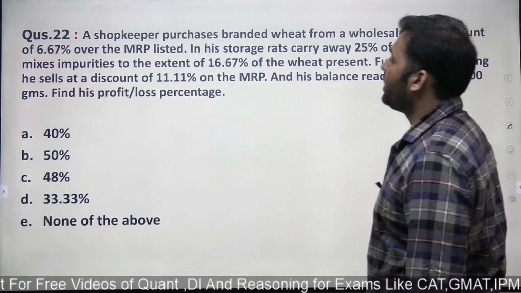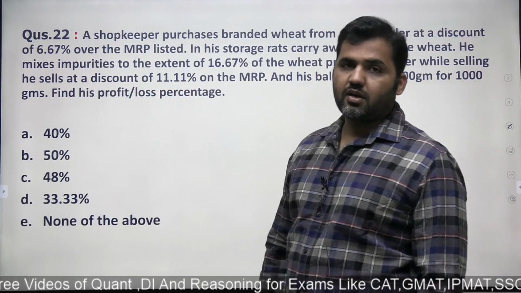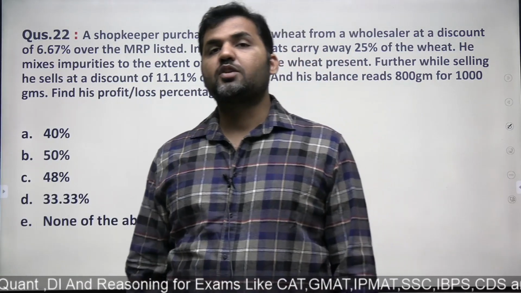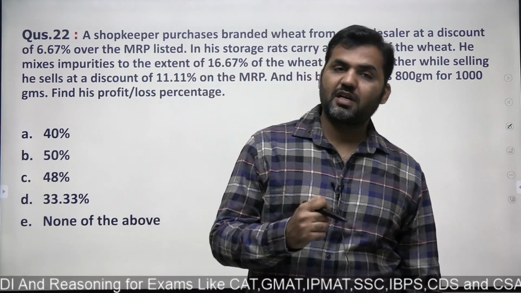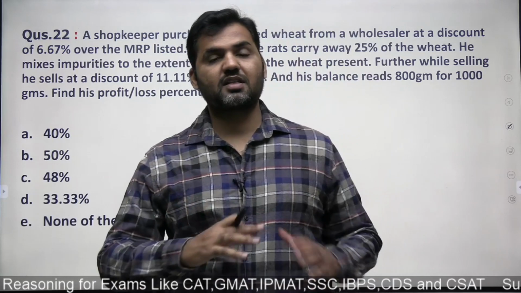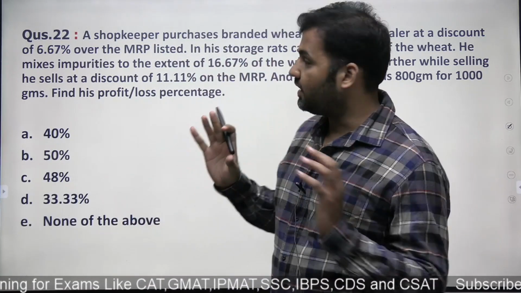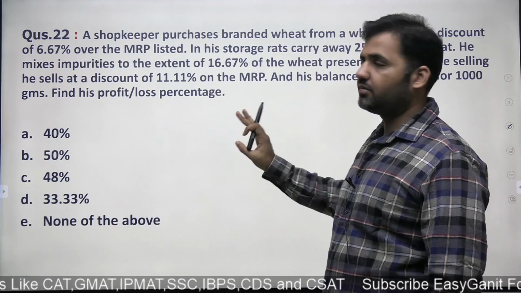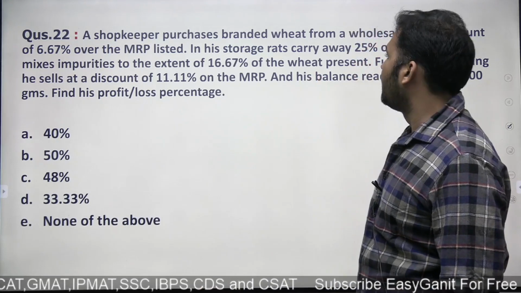Moving on to question number 22. This profit and loss question is based on the concept of multiplying factor, right? So in profit and loss, the multiplying factor of percentage profit, the multiplying factor of loss, you should know all these things. Then you will be able to solve this question very easily without spending much time on it.